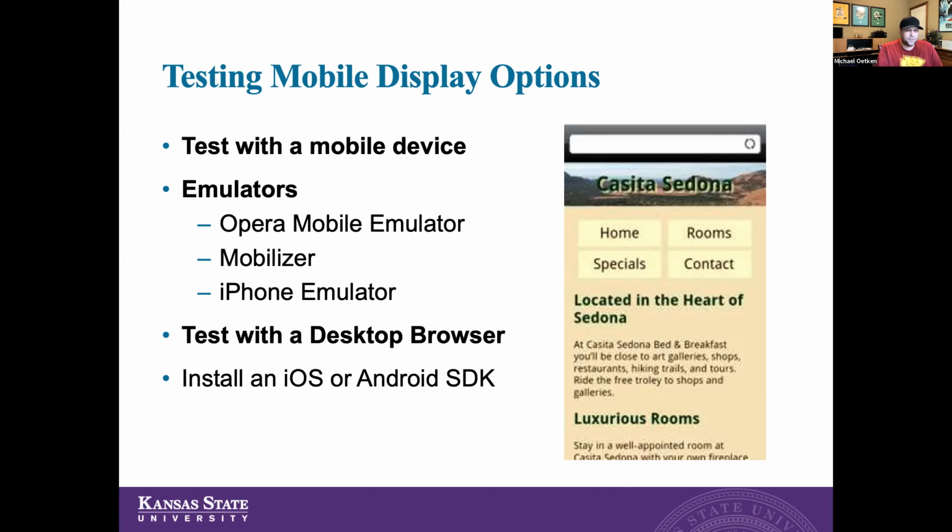There are different emulators that you can download and use. There's an iPhone emulator, and there's one called Mobilizer. You could also install the iOS or Android software developer kits. After you install those, there's an option where you can load pages into an emulator right there on your desktop, and it'll let you see what those look like in the iOS or Android native browser window.